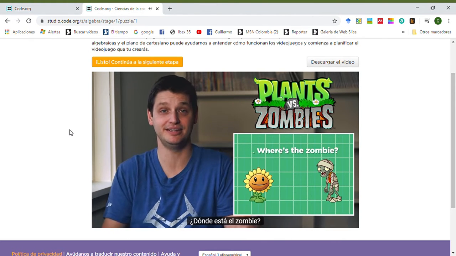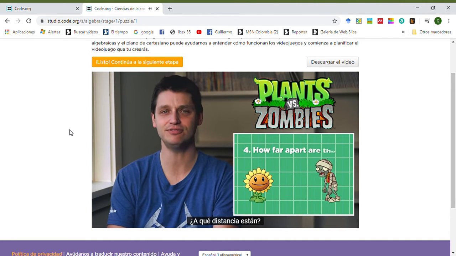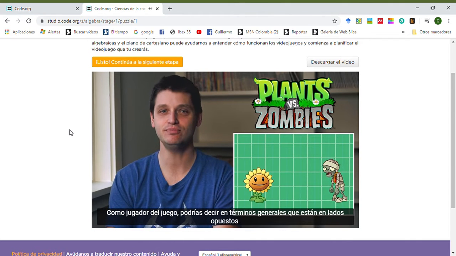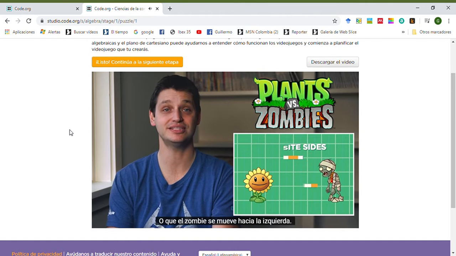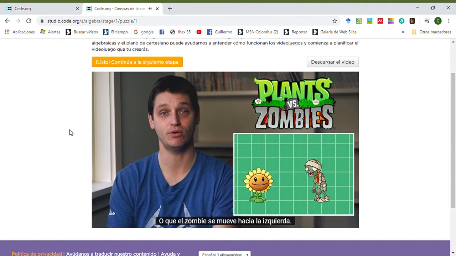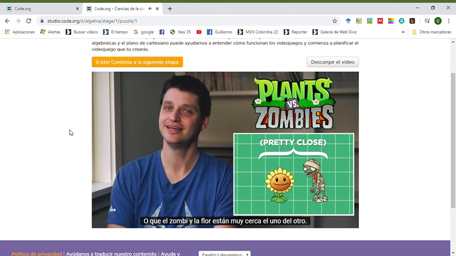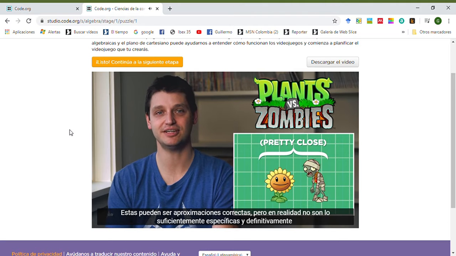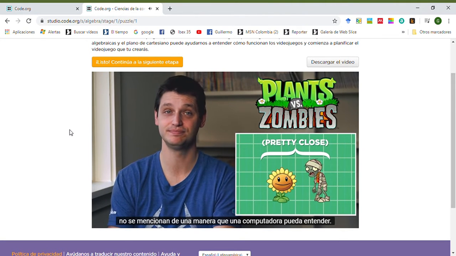Where is the zombie? In which direction is it moving? Where is the flower? How far apart are they? As a player of the game, you might say in general terms that they're on opposite sides of the screen, or that the zombie is moving to the left, or that the zombie and the flower are pretty close to each other. These might be okay approximations, but they really aren't specific enough, and they definitely aren't stated in a way that a computer can understand.